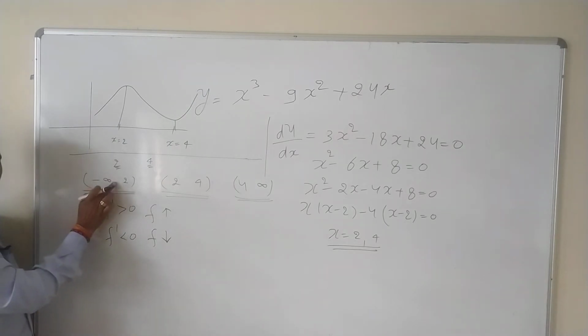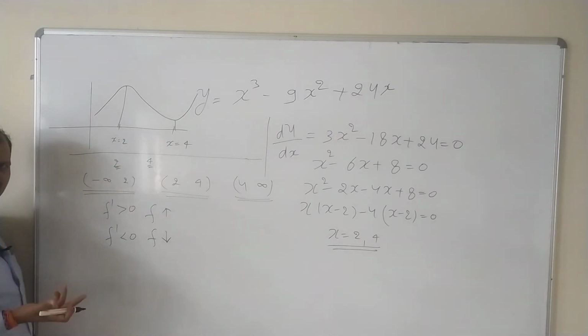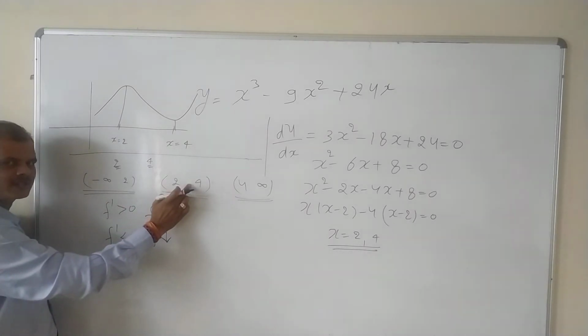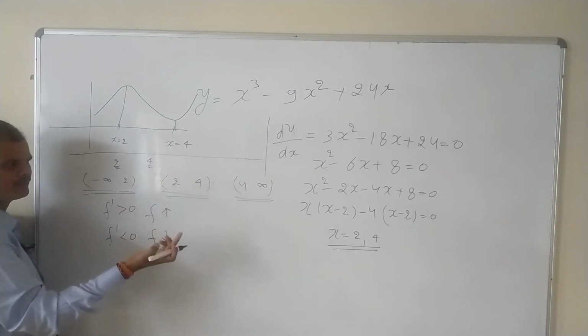Fine. So we will take any point in this interval and check the first derivative. If it is positive, it is an increasing function. If it is negative, it is a decreasing function. We take any point in this subinterval and check the first derivative. If it is positive, it means increasing function, negative means decreasing function.